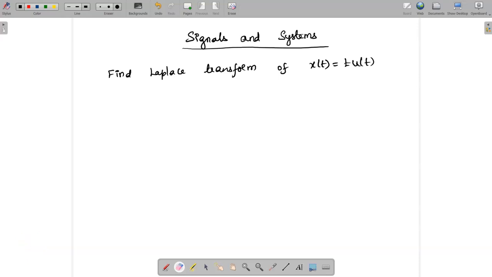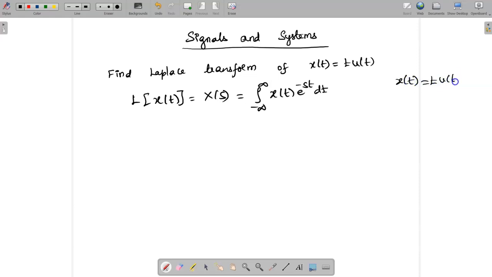Hello students, today we are going to see the Laplace transform of x of t equal to t u of t. Generally, the Laplace transform formula is given by: Laplace transform of x of t is X of s, which is nothing but the integral from minus infinity to infinity of x of t e power minus st dt. So here our problem x of t is t u of t.